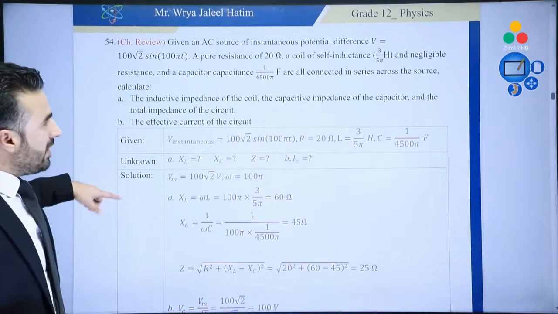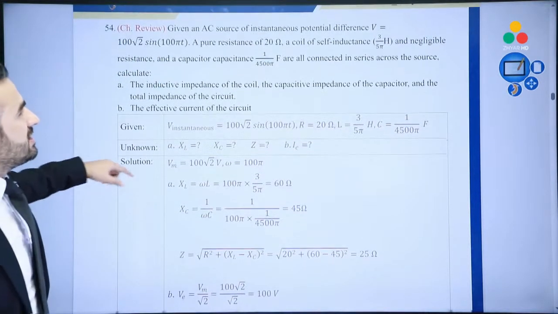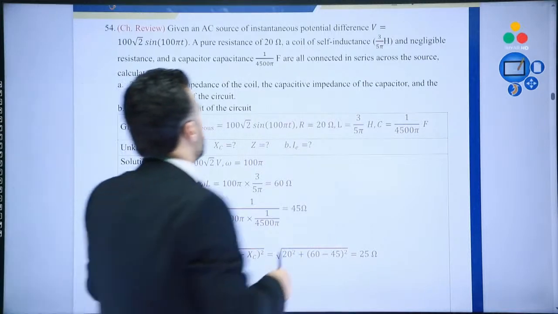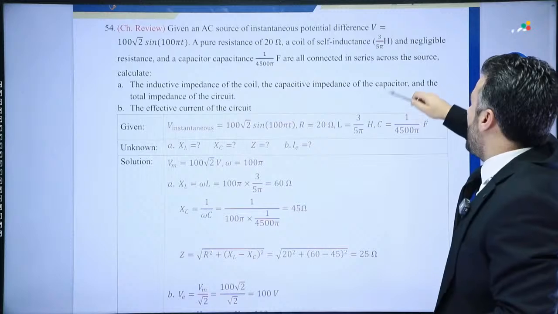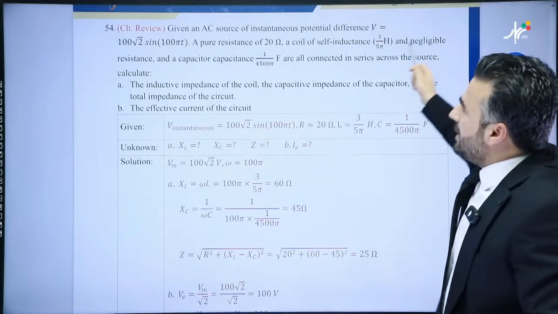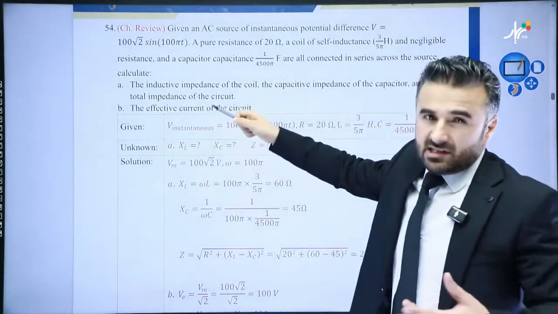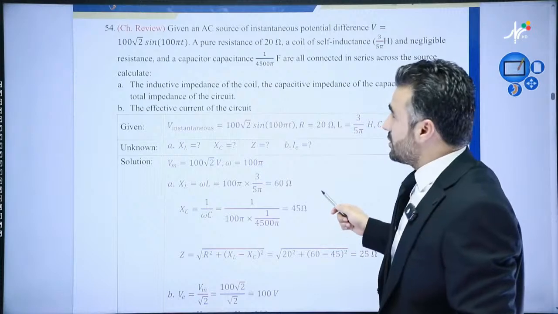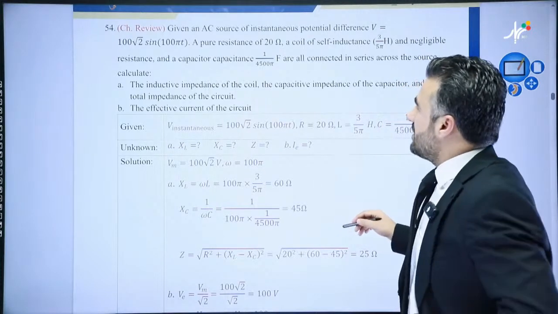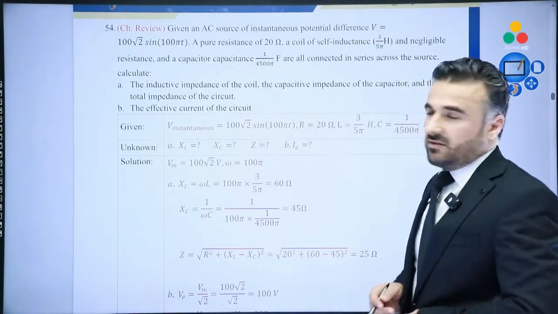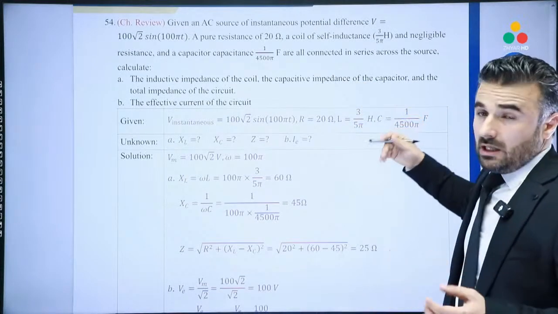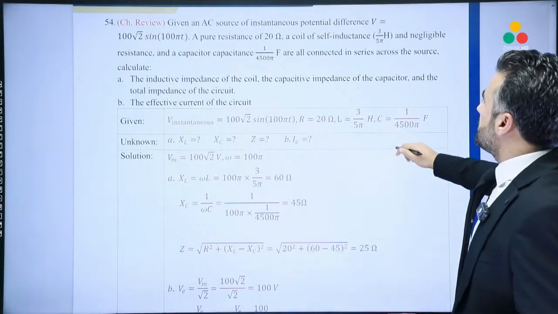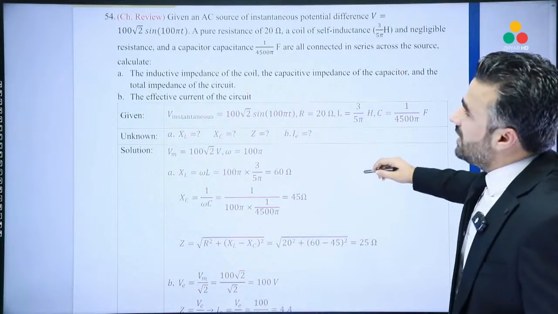And what do we have in this circuit? It says we have a pure resistance of 20 ohm, and a coil of self-inductance L, which is 3/5π henry, with negligible resistance. So we have a resistance in the coil, but it is negligible. And a capacitor with capacitance 1/4500π farad. All are connected in series across the source.